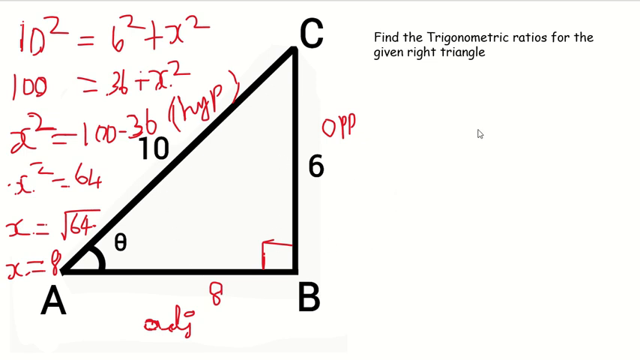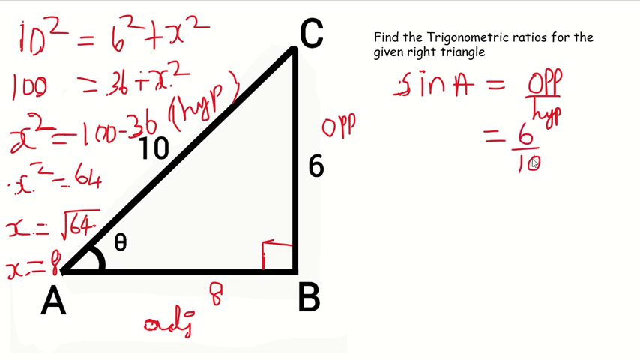So we can find the trigonometric functions. First we are going to do sine A. Sine A, what is the formula? We know opposite by hypotenuse. So what is the opposite side over here? The opposite side is here, right? So 6 by 10. You can write it as 3 by 5 also, because you can cancel by 2, right? It's 3 by 5.